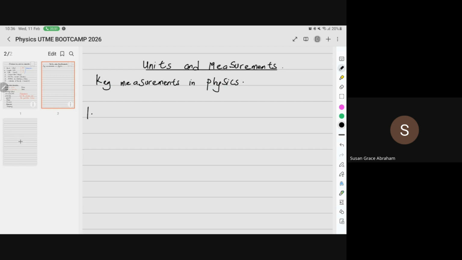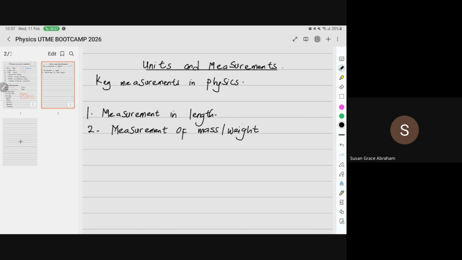So the first one I spoke about is length, and length is a sure bet, right? So measurements in length. Measurement of mass and weight.